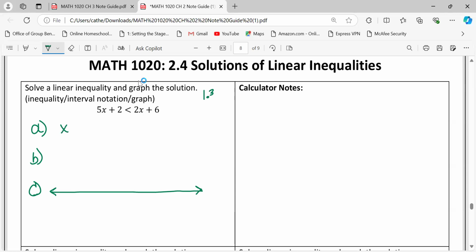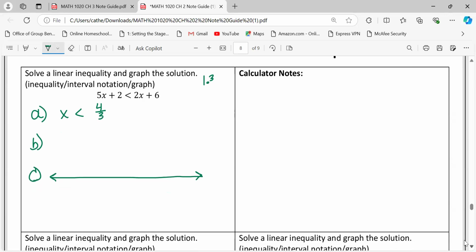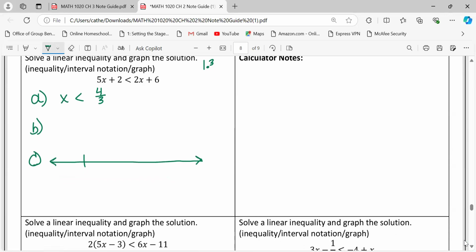So you're going to write the variable. You're going to pull that inequality symbol down just like they have it. You're not going to change it any. And you're going to put in the answer. This one happened to be a fraction, 4/3. So let's go down here. On a number line, 4/3 is 1.3. That's between 1 and 2 on your number line.